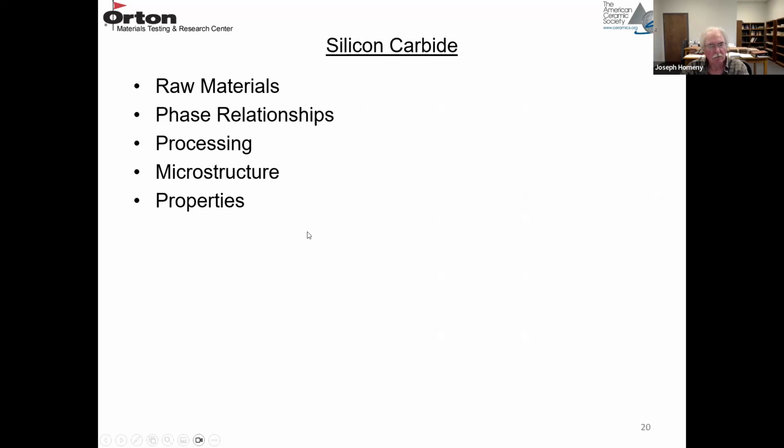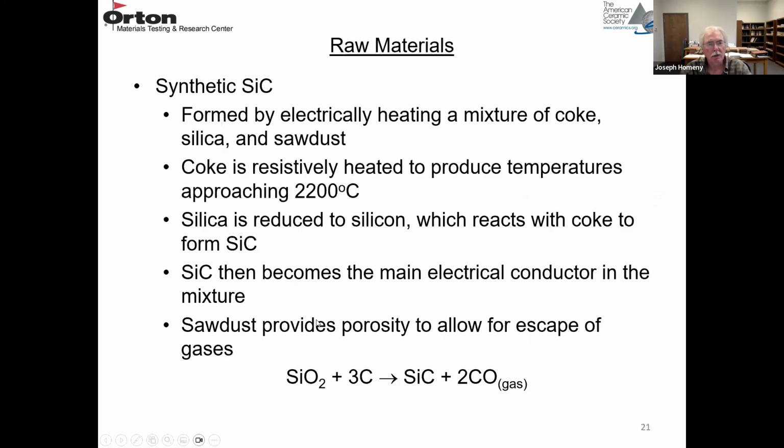And we'll do the same thing for silicon carbide: the raw materials, phase relationships, how they're made, the different kinds of microstructures that you can make, and then a couple of important properties. So silicon carbide is a synthetic material, and you basically heat a mixture of coke, which is your carbon source, silica, and sawdust. So 3 components. You electrically resistance heat it.